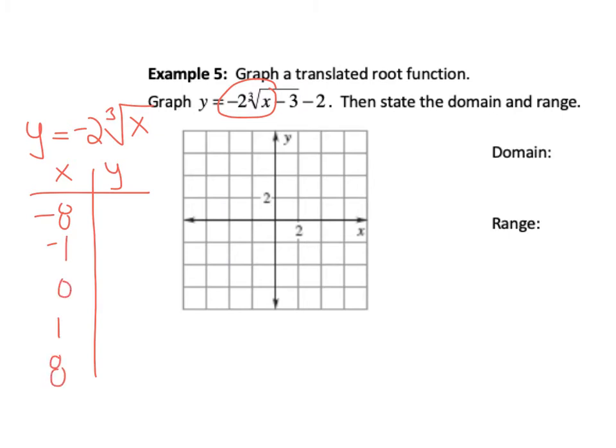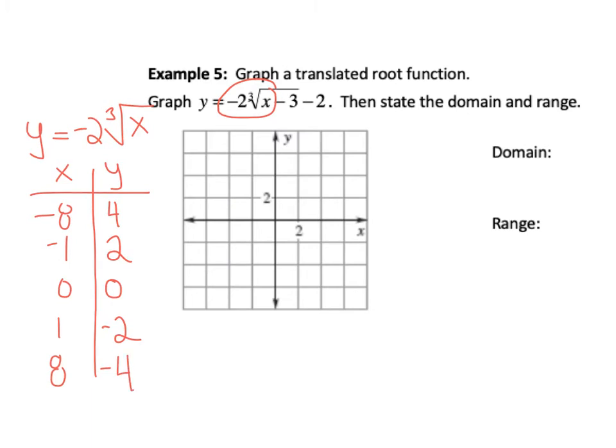The cube root of -8 is -2, and then multiply that by -2, I get 4. Plugging in -1 gets me an output of 2. Cube root of 0 is 0, times -2 is still 0. Plugging in +1 evaluates to -2. And plugging in +8 evaluates to -4. So I'll go ahead and draw that in.